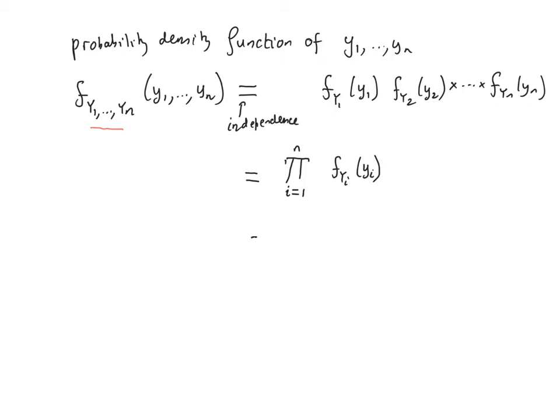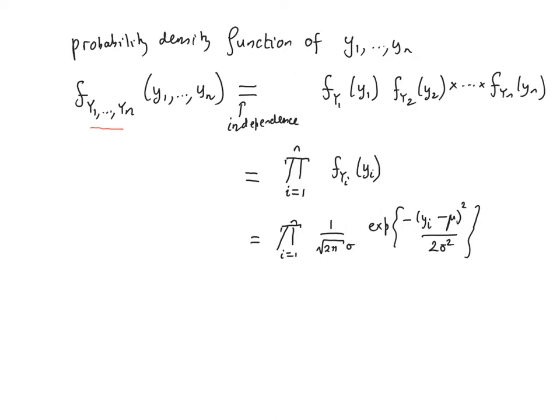Now, on the previous page, we had a formula for each of those probability density functions. So I'm going to now substitute that in. So we had the 1 over root 2 pi sigma. Then we have the exp of minus y_i minus the parameter of interest mu, squared, over 2 sigma squared.